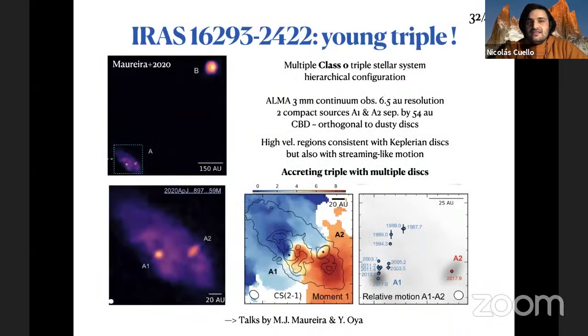Then we have IRAS 16293. Here again, we have a very young system, which is triple. And this system is actively accreting material. And we can see that there is some misalignment between these two disks and the circumbinary material here. And again, we have kinematics, and it's even better because you can also have an idea of the orbit of A1 around A2. So please go and check these talks by Moreira and Oya if you want to know more.